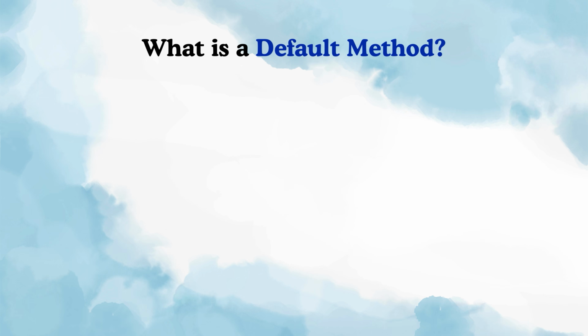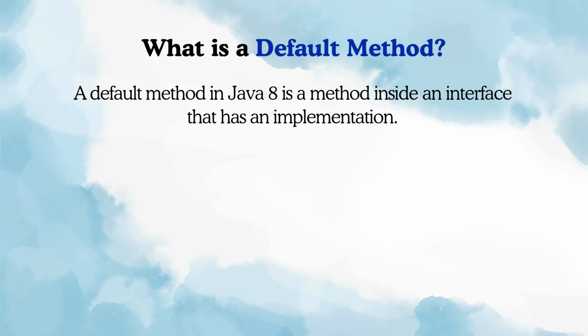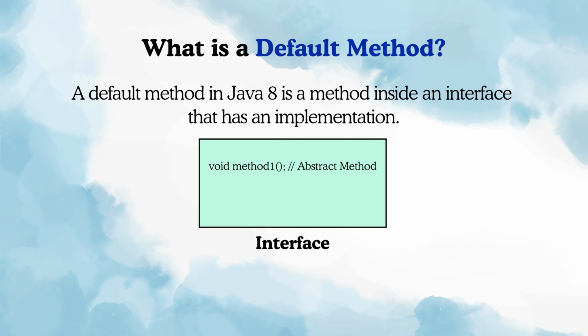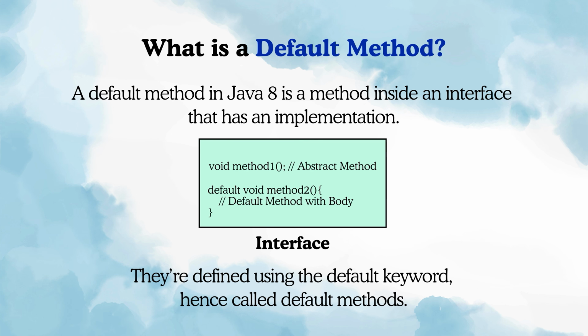So what is a default method? A default method is a method inside an interface that has some implementation. Before Java 8, we could only declare abstract methods inside an interface. We could not give them any body. But Java 8 allowed us to have fully implemented methods inside an interface. Now these methods can be defined using the default keyword, hence they are called default methods.